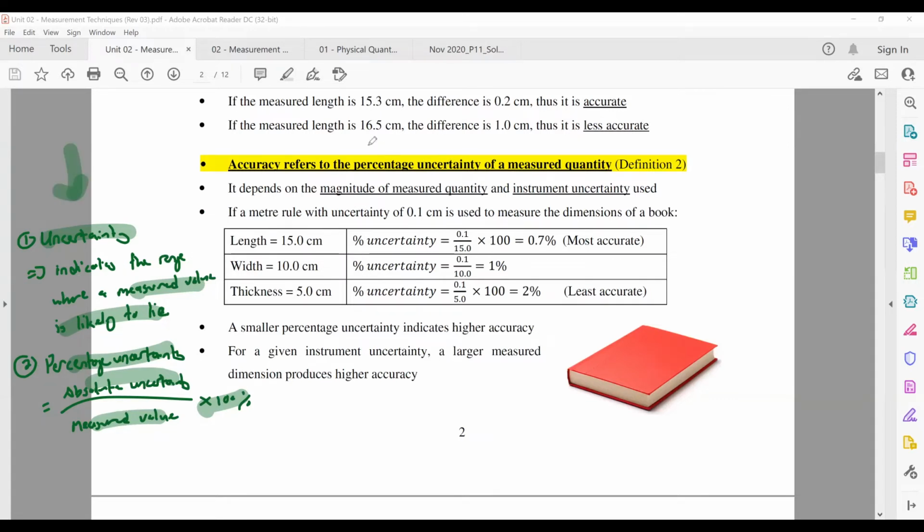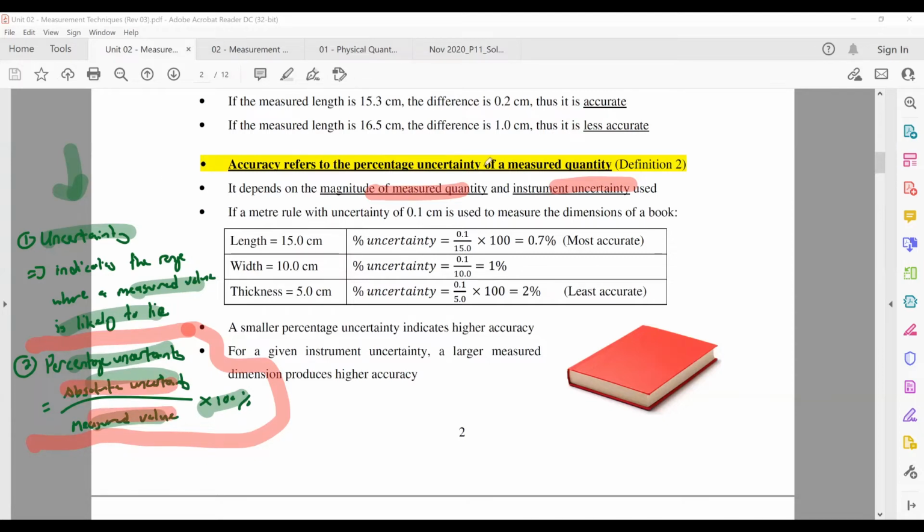Now, percentage uncertainty will depend on the magnitude of your measured value and the instrument uncertainty used, because you see it's defined like this. It depends on your uncertainty and your measured value.